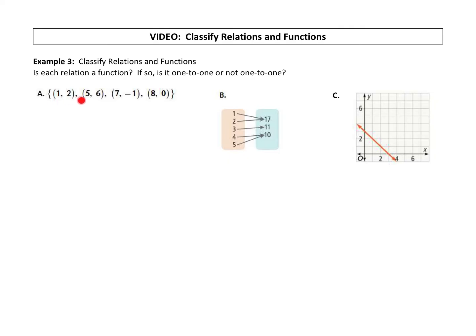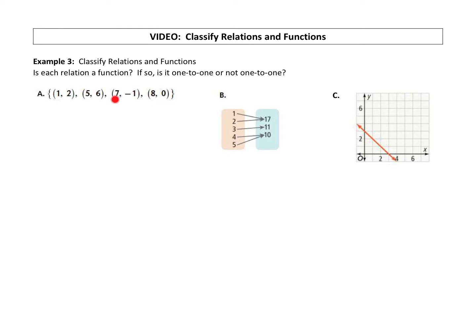So here we have a relation, a set of ordered pairs written out as ordered pairs for us, x y, x y, x y, x y. So is this a function? Does each input have exactly one output? So here I can see that 1 maps to 2. Do I have any other 1s mapping to a different number? I don't. Here 5 maps to 6. Do we have any other 5s mapping to a different number?